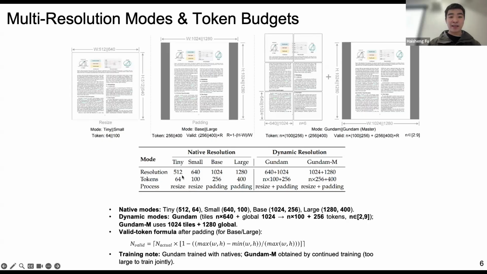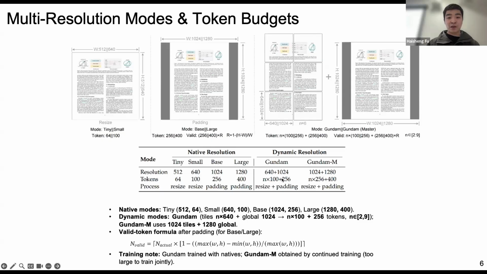For the tiny, its input is 512. For the small is 640. It looks like this, and it will use fixed tokens. For example, if you use the tiny mode, you will use 64 tokens to represent the input information. And they also have dynamic resolutions. That means you can support dynamic inputs.